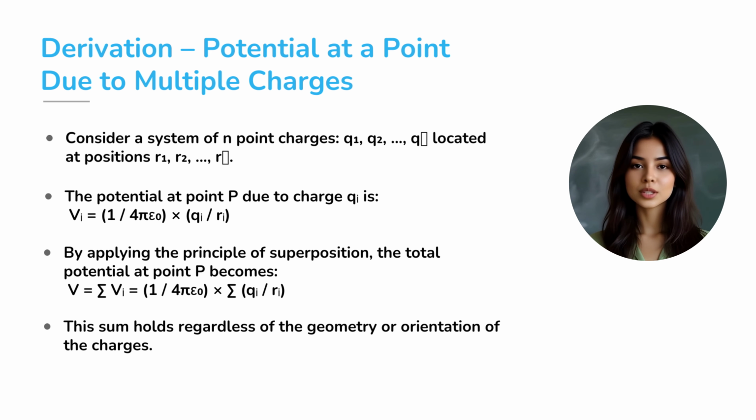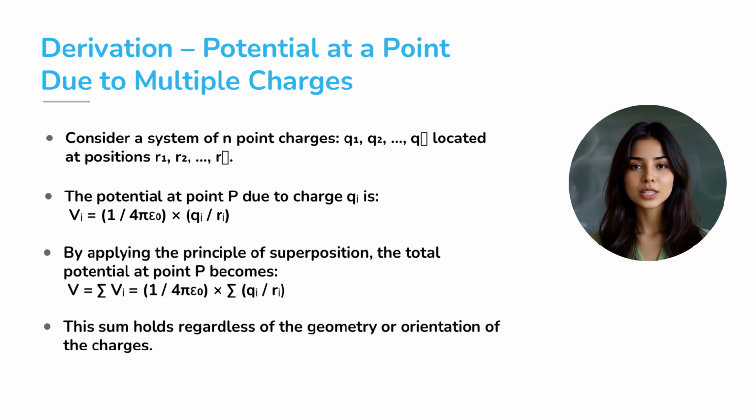Alright, let's formalize what we just discussed using a bit of math. Suppose you have n point charges, which we label as Q1, Q2, all the way up to Qn. Each is located at position vectors r1, r2, through Rn. Now, the potential at some observation point P due to one single charge, say Qi, is given by Vi equals 1 by 4 pi epsilon naught multiplied by Qi divided by Ri. Since potential is a scalar, we apply the superposition principle directly.